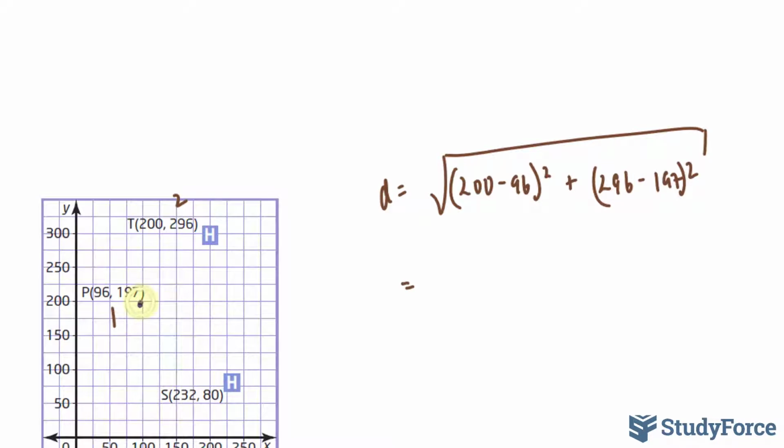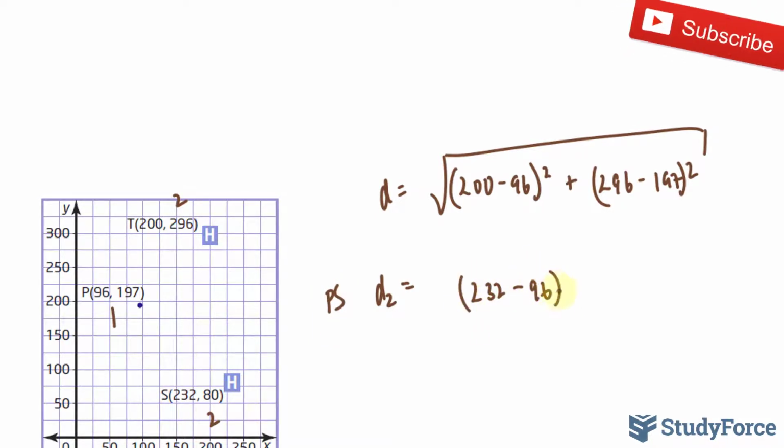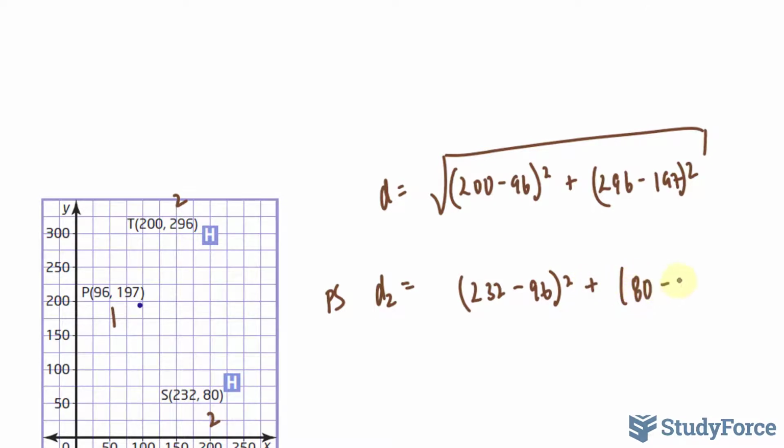So we want to find the distance from P to S. I'll call this point 2. What I like to do is read the graph just like how I would read a book from left to right. So since this point is closest to the left, I'll call this point 1 and this point 2. So my second distance for PS will equal the square root of 232 minus 96 squared plus the difference in y's, 80 minus 197, squared.